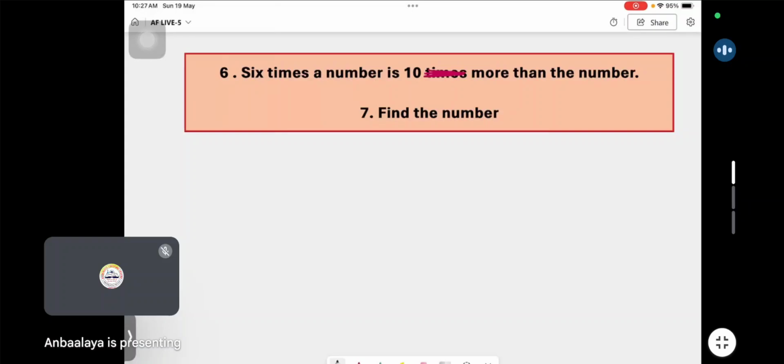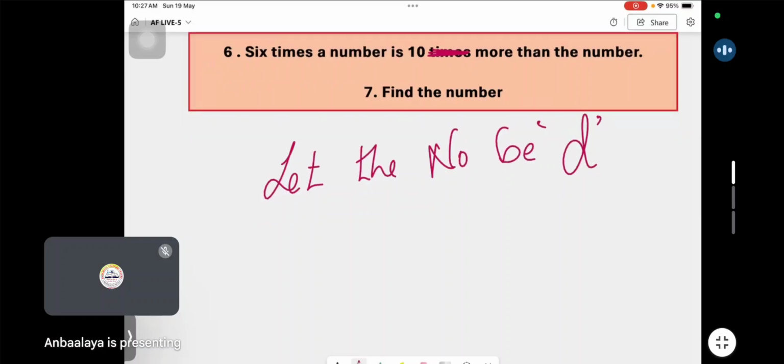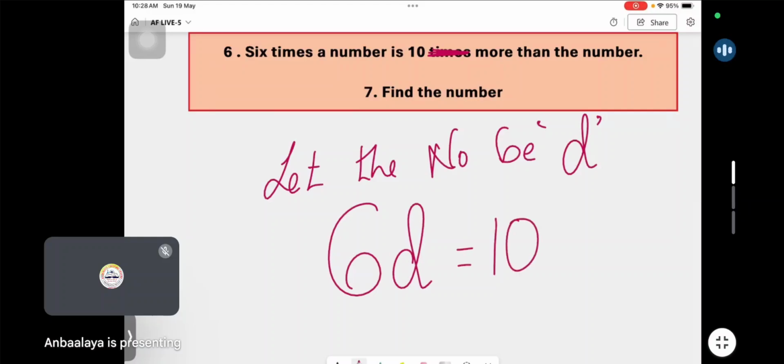So first, what can we take? Let the number be D. 6 times the number means 6D. 6D is equal to 10 more than the number. 10 more than means plus D. So 6D equals 10 plus D.